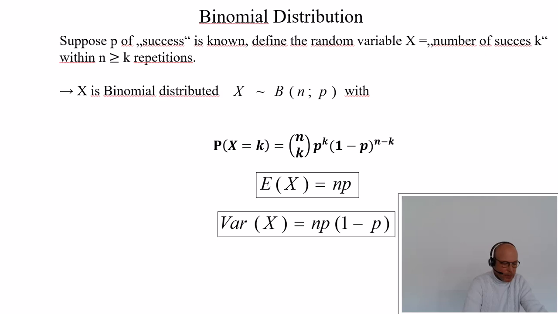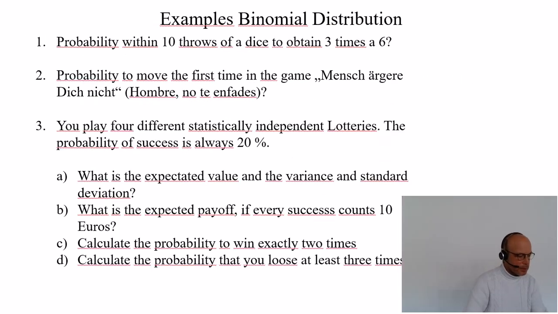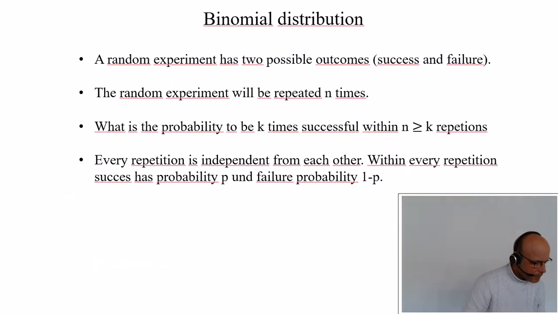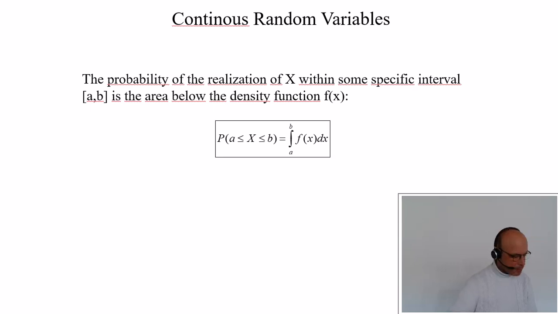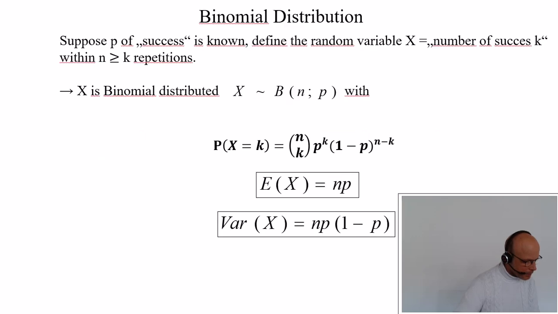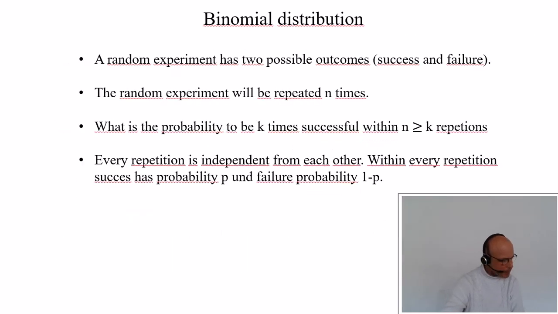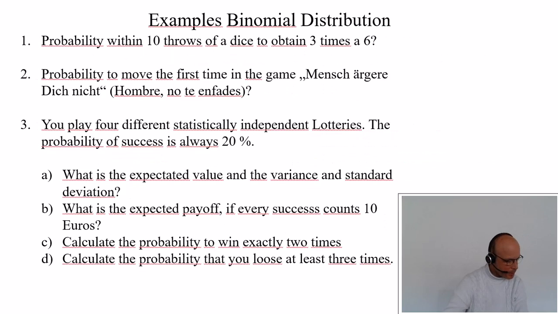Oh, this is 2 times the binomial distribution. So let's, this we don't need here. This, this, this, delete, delete, and delete. So this is then our task.